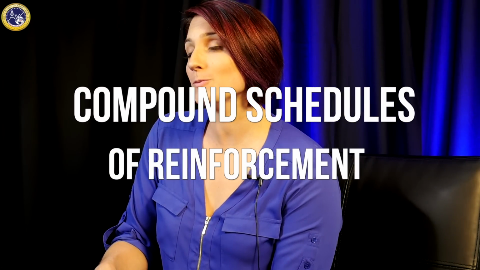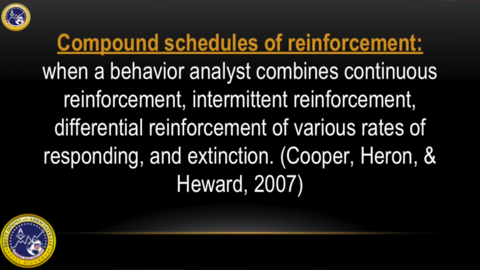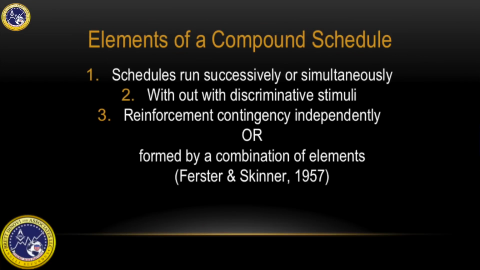Today, we're going to continue our introduction into compound schedules of reinforcement by reviewing the next two types. To review from our last video, compound schedules of reinforcement refer to any time a behavior analyst combines schedules of continuous reinforcement, intermittent reinforcement, differential reinforcement of various rates of responding, and extinction. In 1957, Ferster and Skinner identified that elements from compound schedules can occur either successively or simultaneously, with or without discriminative stimuli, and as a reinforcement contingency independently, or a contingency formed by the combination of all elements.